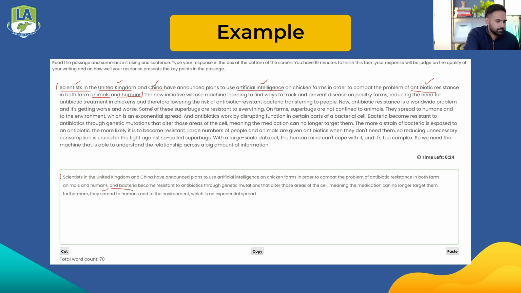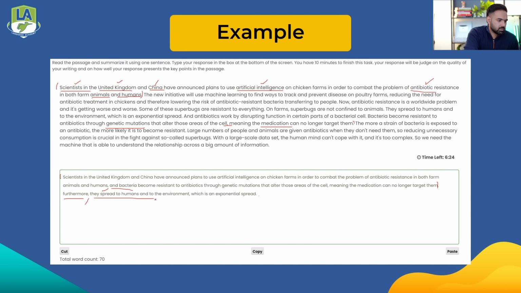I've got this sentence, bacteria become resistant. Why? Bacteria is an important keyword, genetic mutation is an important keyword, cell is an important keyword, medication is an important keyword. Now, once you connect two sentences, you have to see how many words you have written and what you are left with. Let's say by connecting two sentences, you are already on 65 words. You do not really need to connect the third sentence, just put a full stop and move on. But let's say you have connected two sentences and you are on 40 words. Put a comma, furthermore, comma, and write one more sentence. That's what I've done over here. Furthermore, this spread to humans and to the environment, which is an exponential spread.